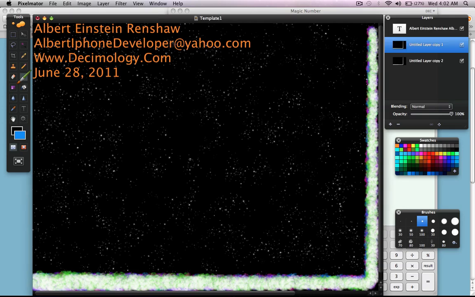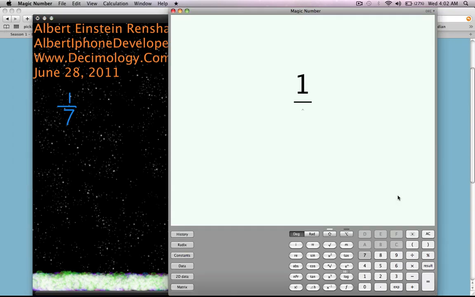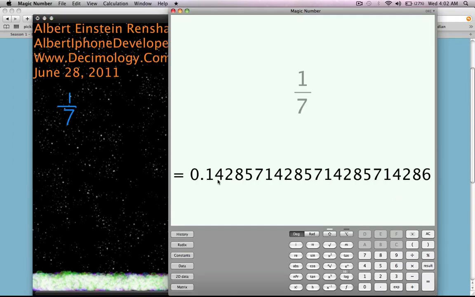Okay, I'm going to be talking about repeating fractions today. The first example, the smallest example, would be 1/7. 1/7 is 0.142857, 142857, 142857. So as you can see, it repeats this, okay?